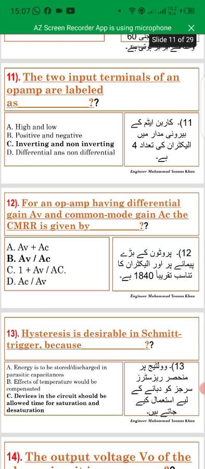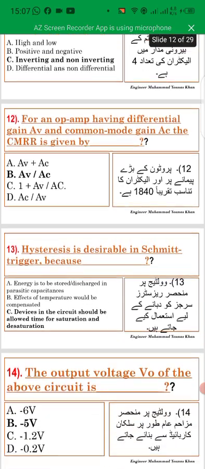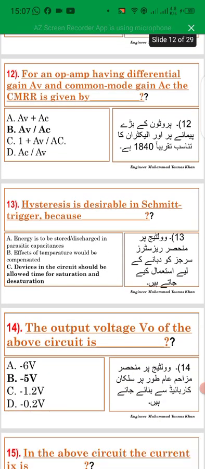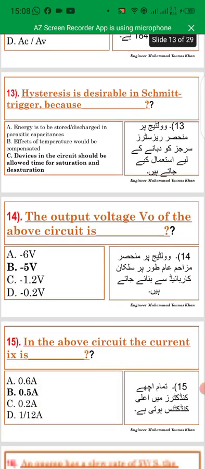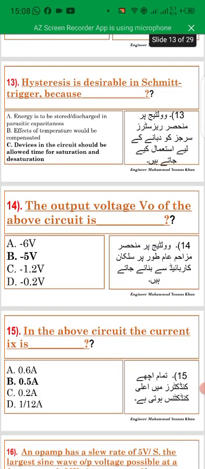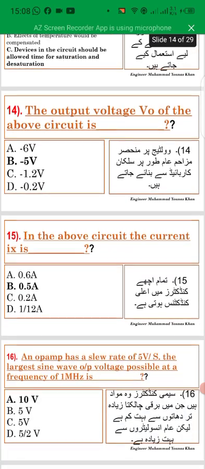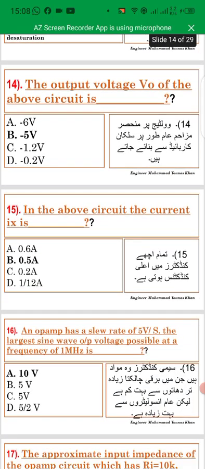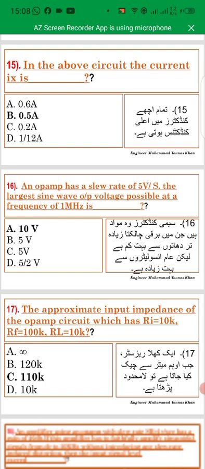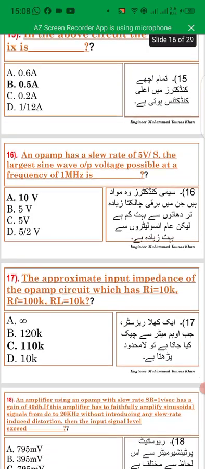The two input terminals of an op-amp are labeled as inverting and non-inverting. For an op-amp having differential gain AV and common mode gain AC, the CMRR is given by AV divided by AC. Hysteresis is desirable in Schmitt trigger because the devices in the circuit should be allowed time for saturation and desaturation. The output voltage V0 of the above circuit is -5 volt. In the above circuit, the current Ix is 0.5 ampere.